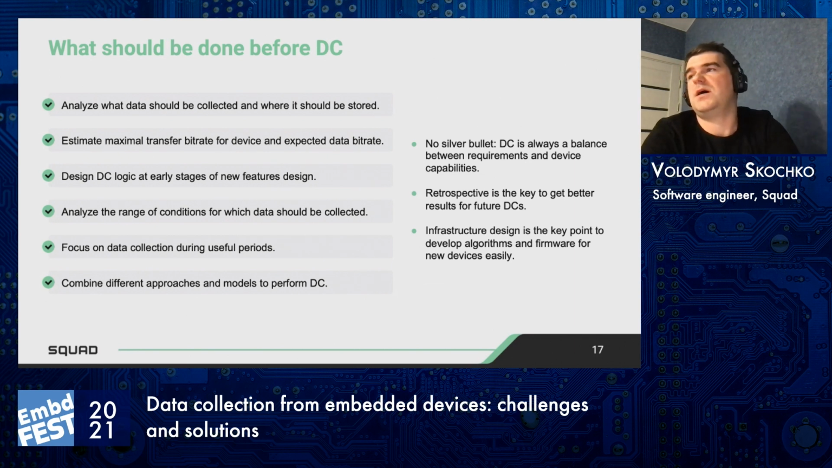And here we have some notes. First one is there is no silver bullet. Data collection is always a balance between requirements and device capabilities. And the second note is retrospective is the key to get better results for your data collection and for upcoming data collection processes. And the third one is infrastructure design is the key point to develop algorithm and to develop your firmware for new devices easily.